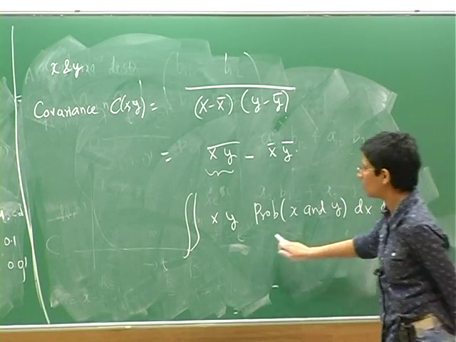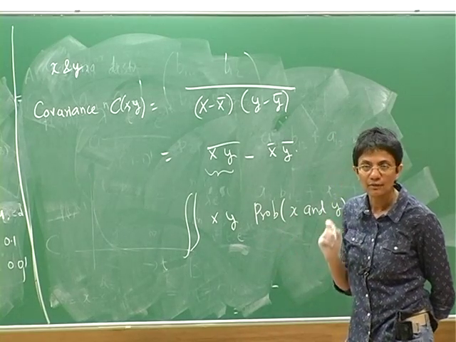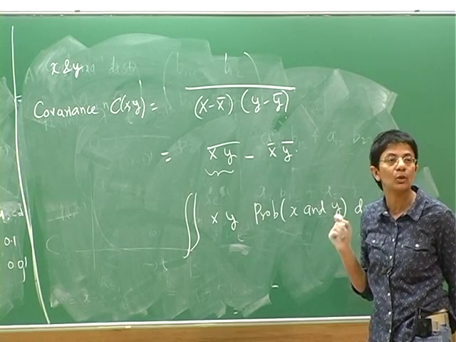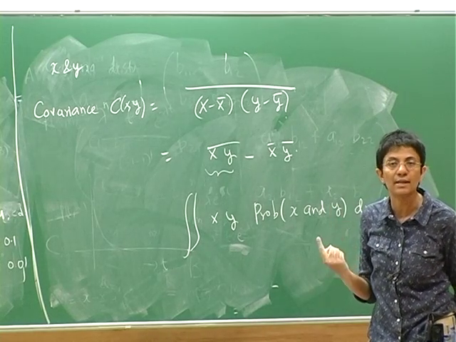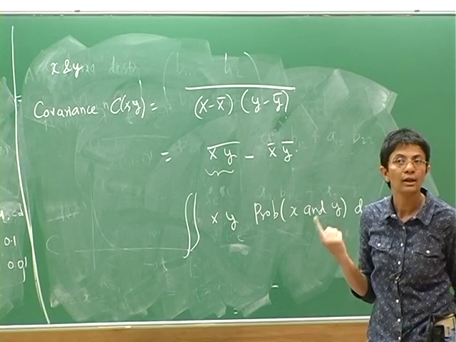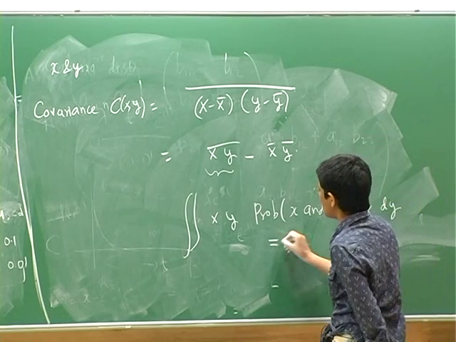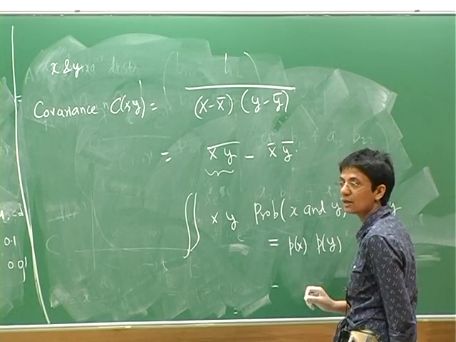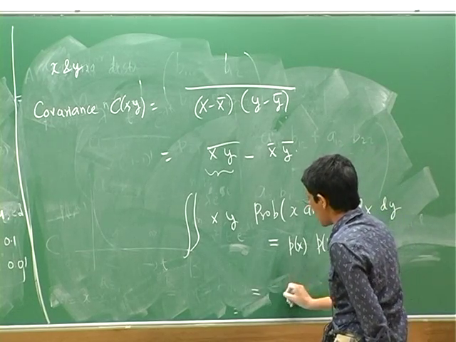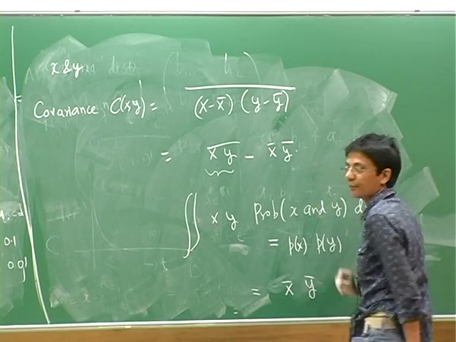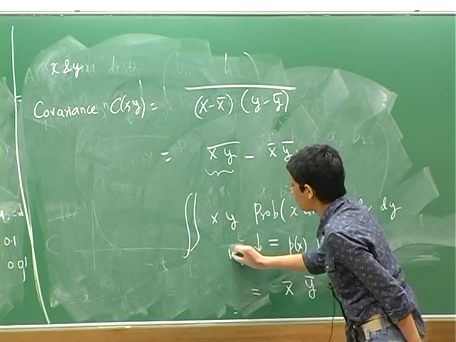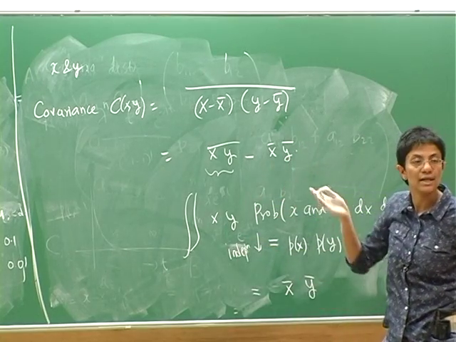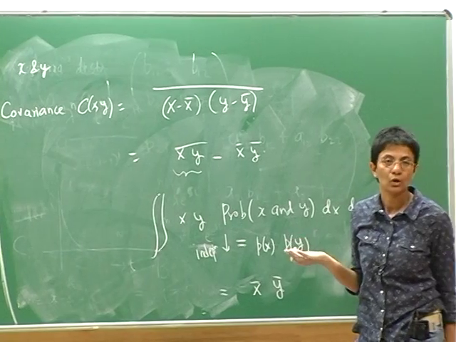Okay, and we learned events are said to be independent if probability of A and B is equal to, for independent events, probability of A and B is equal to, yes, right? So for independent events, P of x into P of y, and therefore this is equal to x bar into y bar for independent events. Therefore covariance for independent events will be 0.